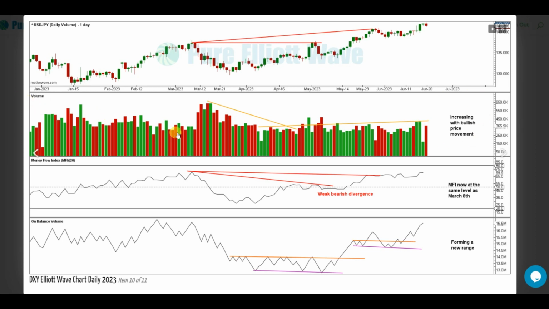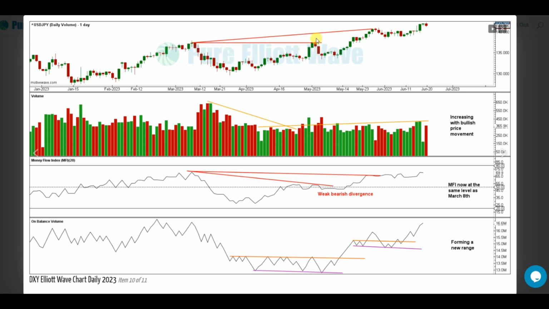We decreased at the beginning. We had a little bit of an increase in volume here that was decreasing as we went down, and ever since then we've had a slow, steady increase with the bullish price movement. So I believe this could indicate a little bit more bullish price movement to go, agreeing with the Elliott wave count. We also had some weak bearish divergence here between this high and this high.